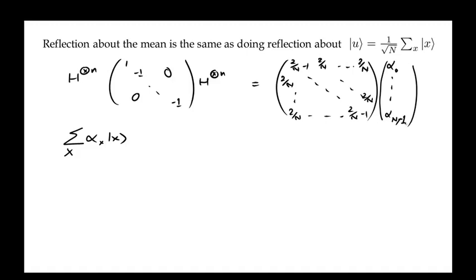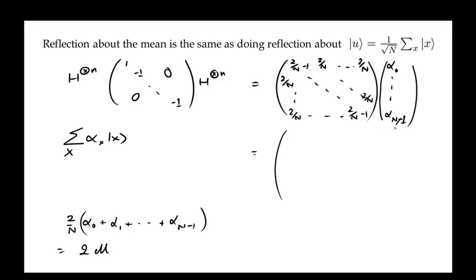Okay, so what do we get? Well, what's the first entry going to be? Well, you'll get 2 over n times alpha naught plus 2 over n times alpha 1 plus alpha n minus 1. Well, this is just 2 times the average of these alphas, so it's 2 times mu. Right? So what's the first entry going to be?